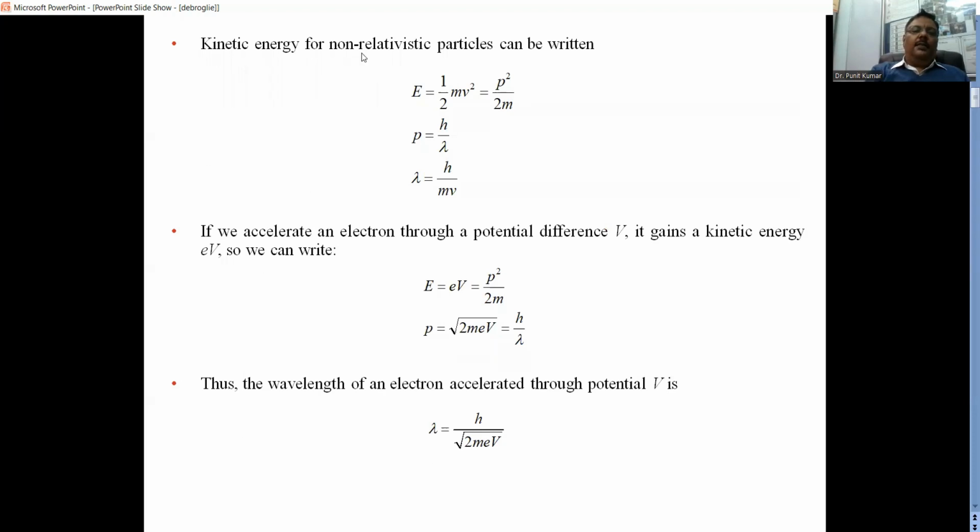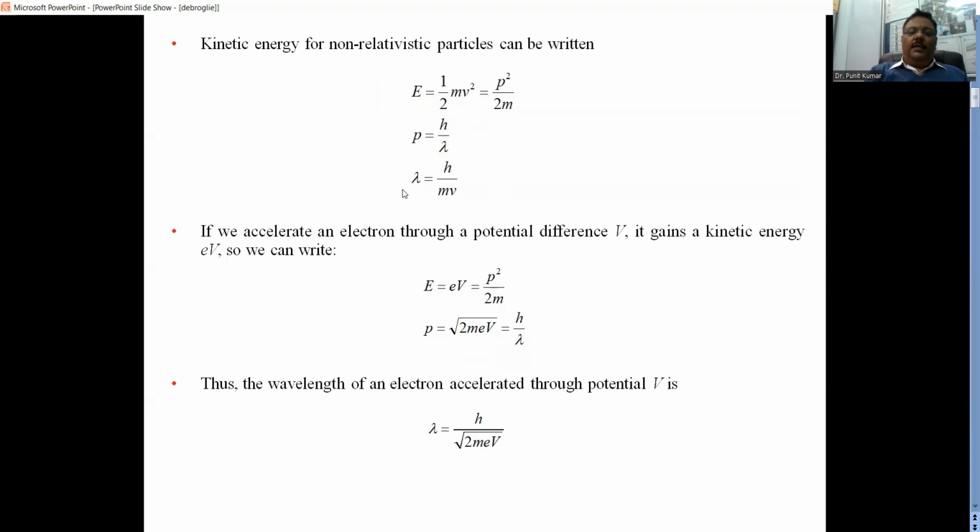Then the kinetic energy of a non-relativistic particle is given as half mv square, and we convert this into momentum, which is p square by 2m. Quantum mechanically, p is equal to h by lambda. So lambda is equal to h upon mv, and this is called the de Broglie wavelength.